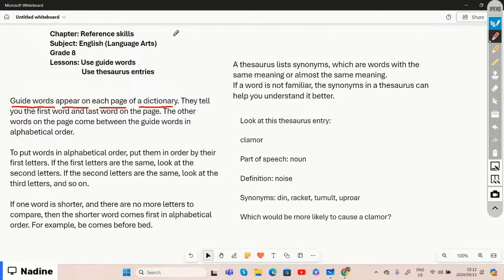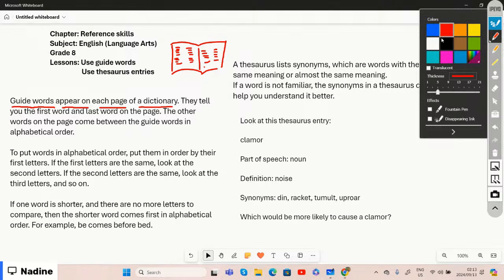So let's say, for example, this is your dictionary. I'm trying to draw a dictionary. So if this is your dictionary, then your dictionary is almost like it's divided. That is your words. Then here we also have words. That is how it is with a dictionary. So guide words are basically that first word on the page and that last word on the page. I'm talking about one specific page.